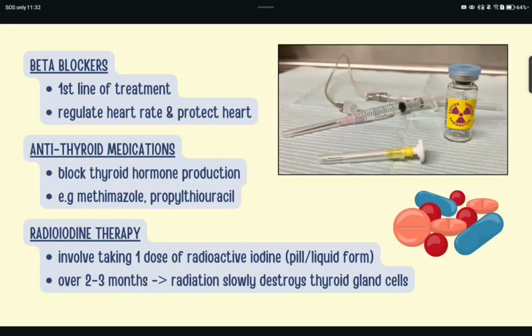Second is antithyroid medications. These medications are used to block thyroid hormone production, and some of the more common ones are methimazole and propylthiouracil. And last but not least, doctors would also prescribe radioiodine therapy, which involves taking one dose of radioactive iodine, whether in pill or liquid form, over the course of 2 to 3 months. And this radiation will slowly destroy thyroid gland cells and in turn will reduce the production of thyroid hormones.